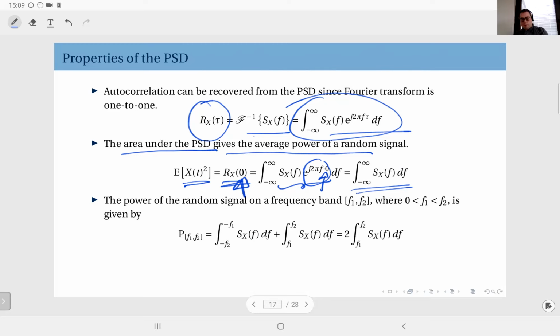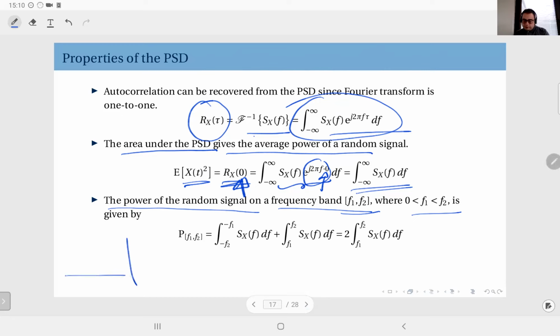Okay, and moreover, you can actually confine it to bands of frequencies. Let's say the power of a random signal in frequency band F1 to F2, you are interested in this specific band. If you are, let's say, designing a system that will operate in this band, and you are interested in the power concentrated on this frequency band of a random process, then what you do is you integrate the power spectral density on this interval with a twist.